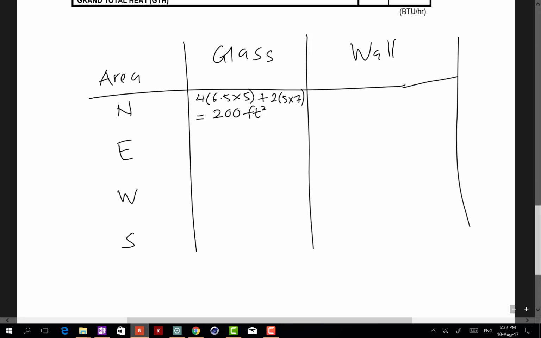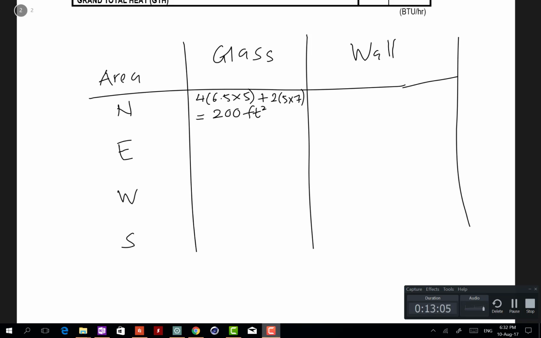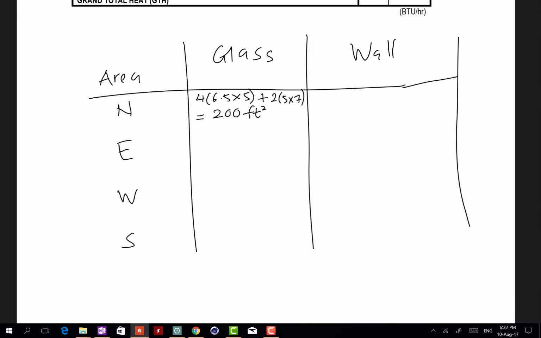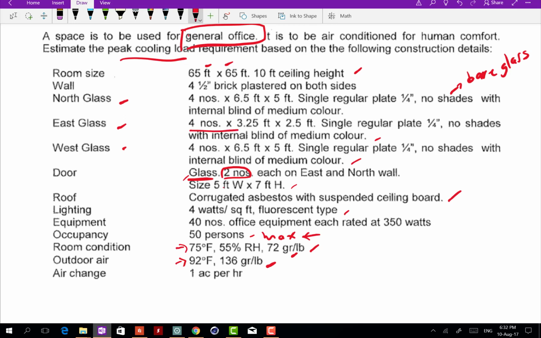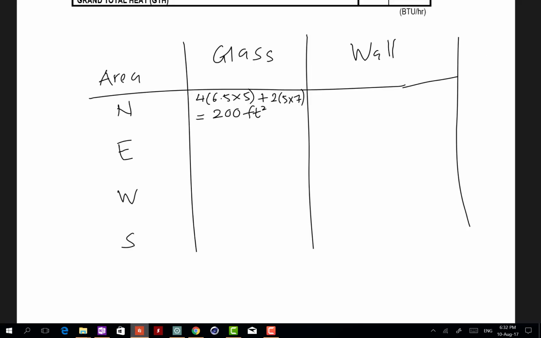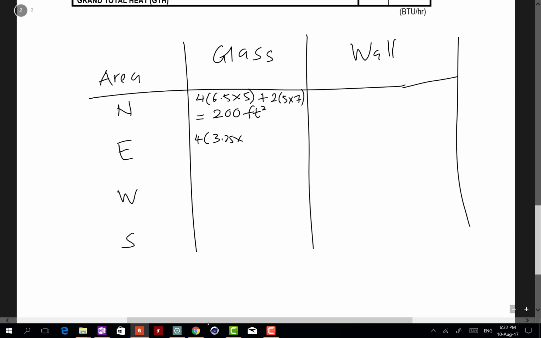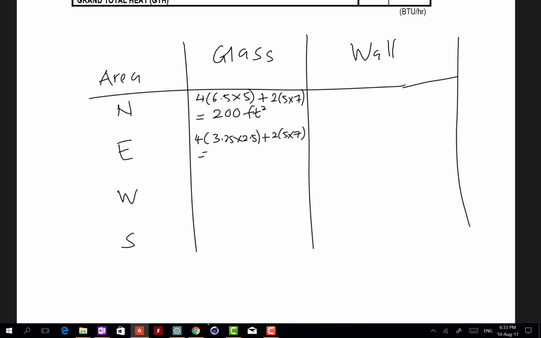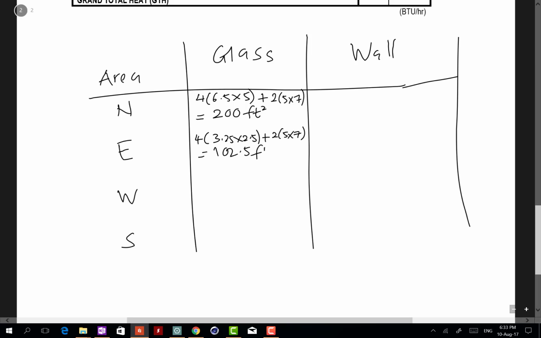Okay, and then for the east direction, you need to know from the details in the question, 4 times 3.25 times 2.5, plus the same 2 times 5 times 7. Okay, you got 102.5 square feet.